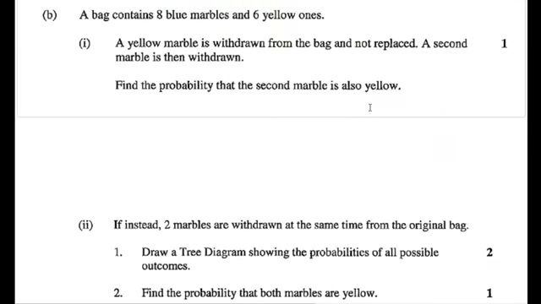Alright, on to B, a probability question. The bag contains 8 blue and 6 yellow marbles. A yellow marble is withdrawn from the bag and not replaced. Alright, so that means that there are 5 yellow left. A second marble is then withdrawn. Find the probability that the second marble is also yellow.